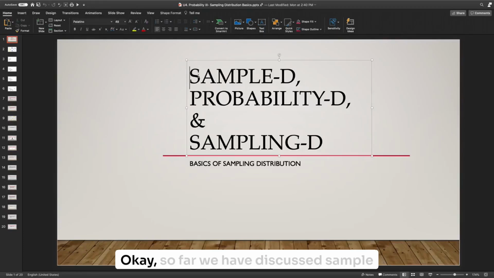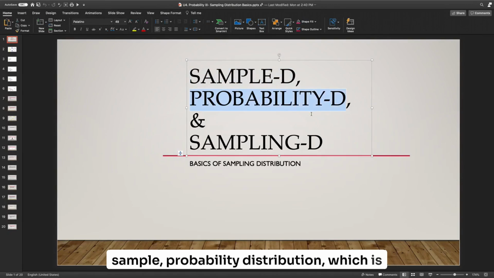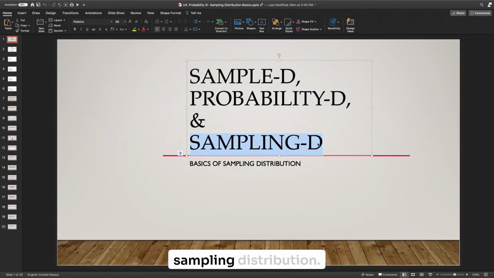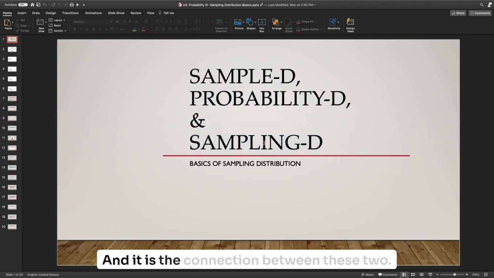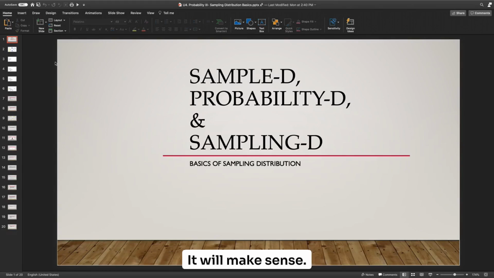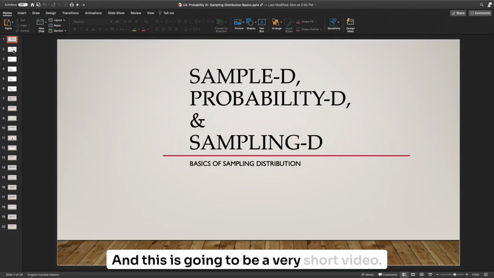Okay, so far we have discussed sample distribution, which is summarizing the sample, and probability distribution, which is about the entire population. Now we'll move on to a new topic called sampling distribution. This is the difference between sample and sampling distribution, and it is the connection between these two. It will make sense. And this is going to be a very short video.